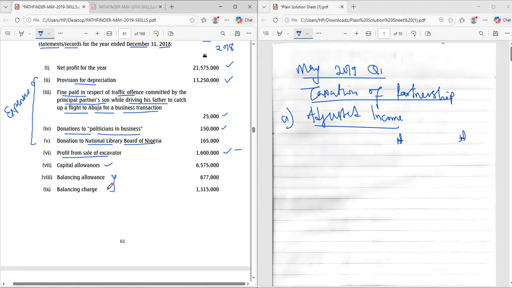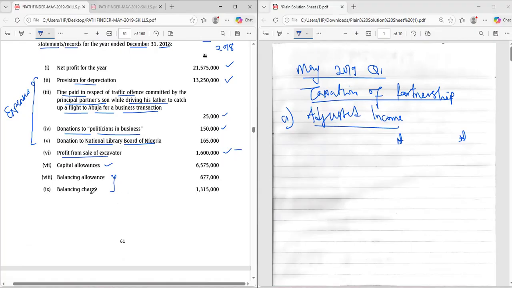They usually occur when you sell an asset. If you sell an asset and you make profit, we're going to tax that profit. That's what we call balancing charge. But when you sell an asset and you make loss, we are not going to tax it. That is balancing allowance.